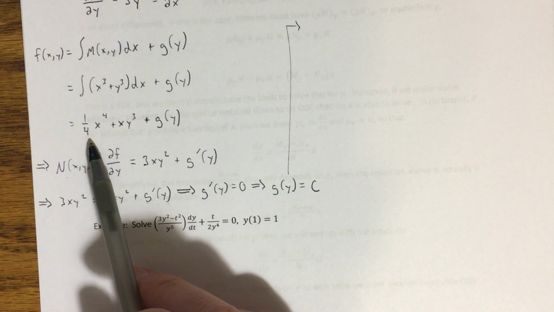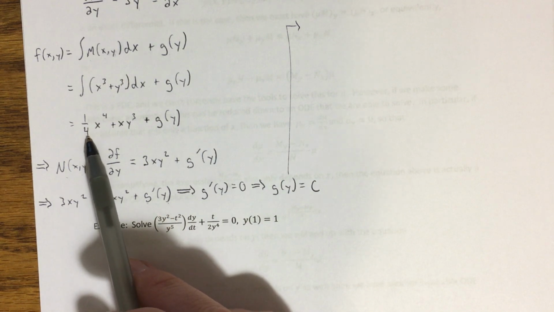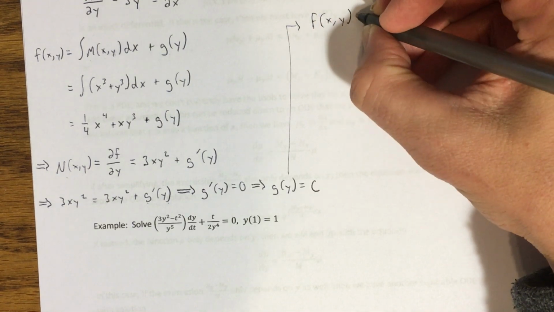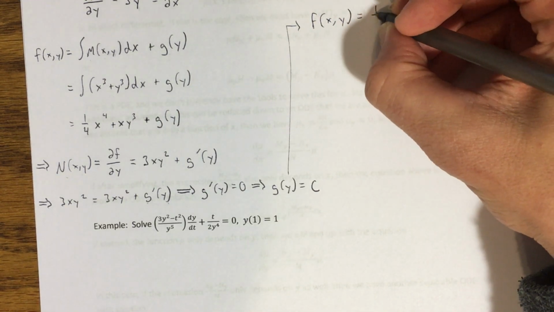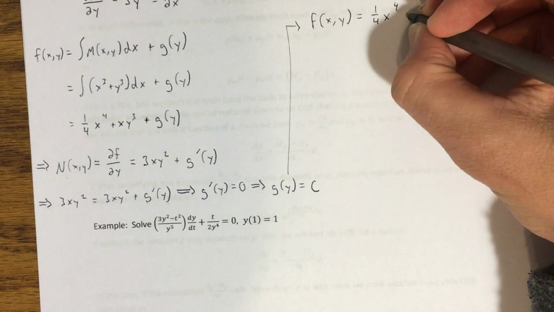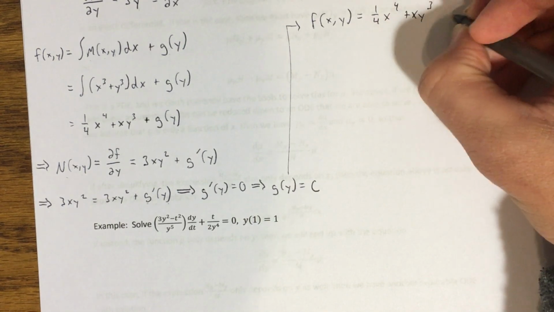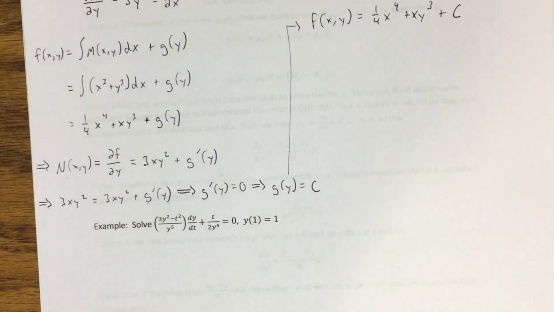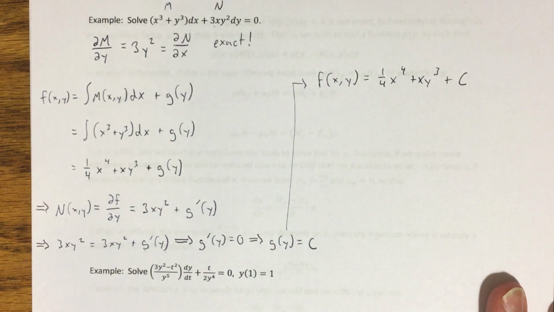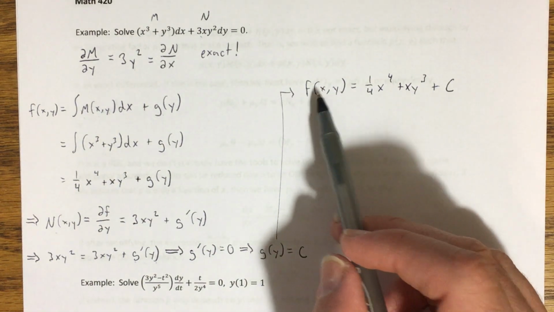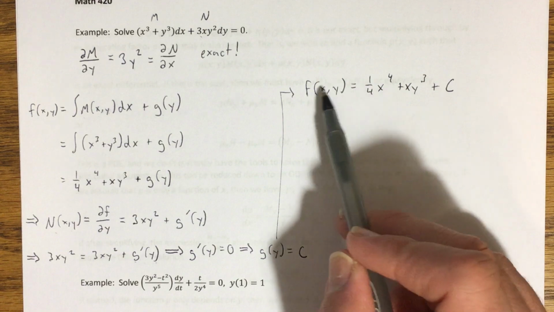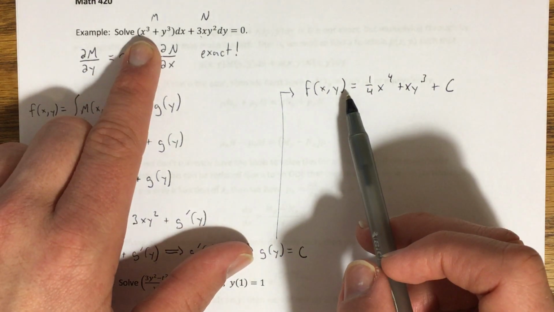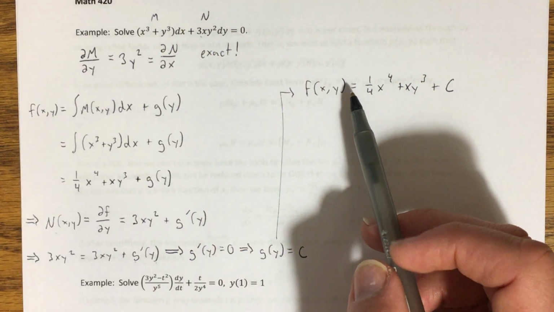Well, if I go back to my original function here, f of xy is equal to 1/4 x to the 4th plus xy cubed plus some constant c. Now remember the whole point of doing this is because, again, if we take f of xy and set it equal to some arbitrary constant, that's going to be the implicit solution for this differential equation up here.